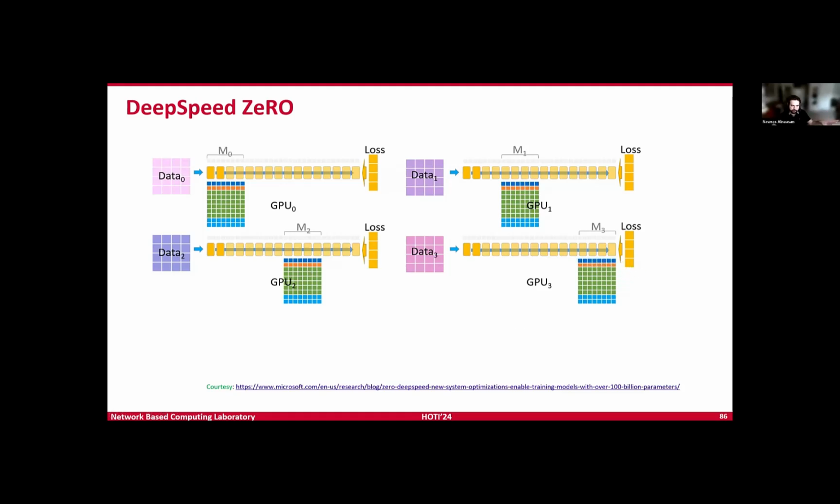And this is ZeRO, or FSDP, at a very high level. If you are interested in learning more, you can visit this link. They also have multiple papers on this optimizer. I recommend reading them. But also, if you have any questions about this, please post them in the chat. I'd be happy to answer any questions you have.